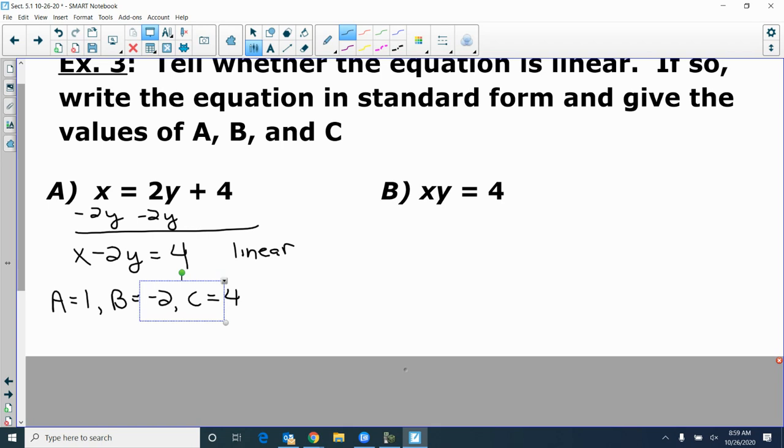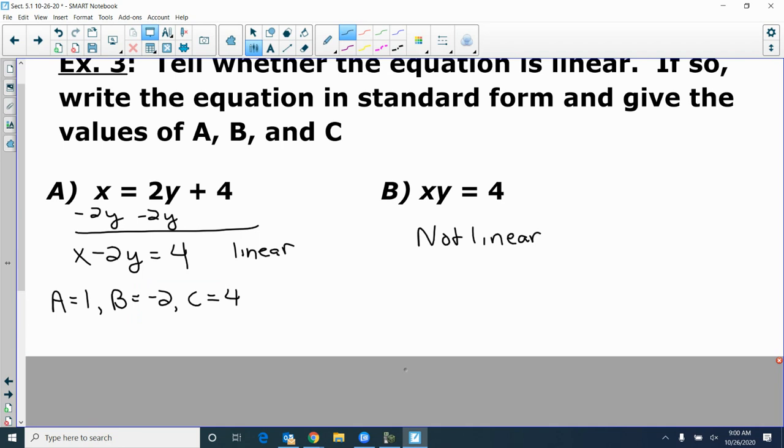All right, for B, Amanda, is that linear? What do you think? No. Here's why. Go back up above at that chart. On that right-hand side, what's it say can't happen? The very top one. x and y cannot be multiplied. So right here, x and y are together. They're being multiplied right there. That lets me know it's not linear.